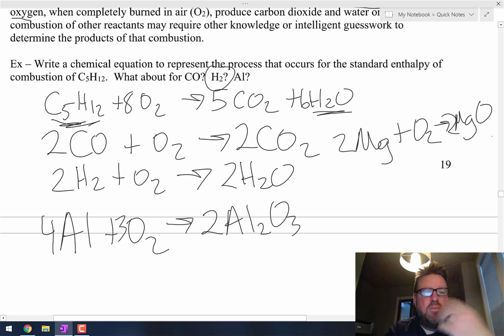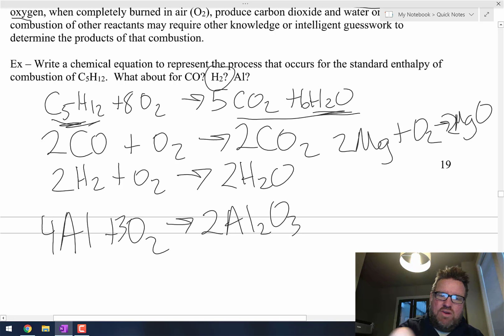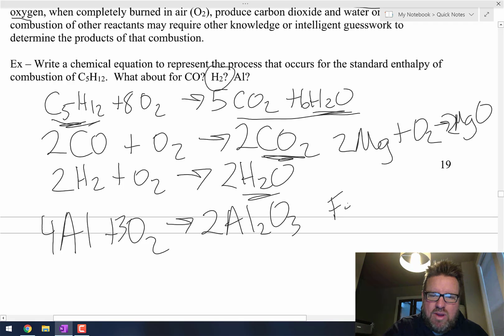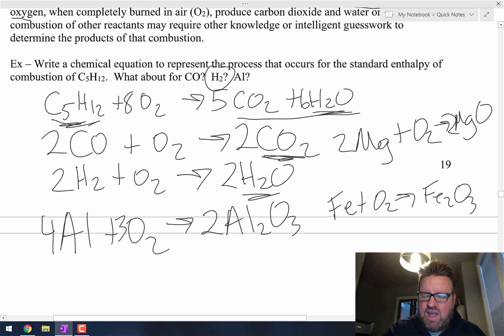Okay, so combustion reactions, again, typically if it has carbon, hydrogen, or carbon, hydrogen, and oxygen, it's going to make CO2 and H2O. If it's missing one of those elements, then it's only going to make CO2 or H2O. And if it's just one random metal element reacting with oxygen, and they tell you it's a combustion reaction, because remember, Fe plus O2 makes Fe2O3. That's not a combustion reaction. Okay. Now, how would you know that?